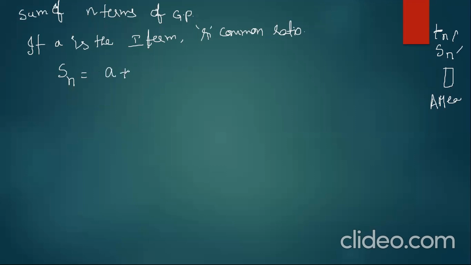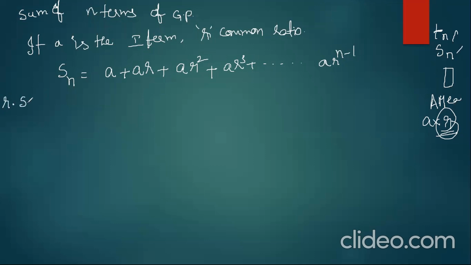A is the first term. A can be multiplied with some fixed non-zero constant, that is nothing but the common ratio, right? So A plus AR, and again you are increasing the power of that common ratio, plus so on, AR to the power of n minus 1. Now, what I do is multiply this with R. In deriving the sum to n terms of an AP, we wrote the series in reversed order. Do you remember?